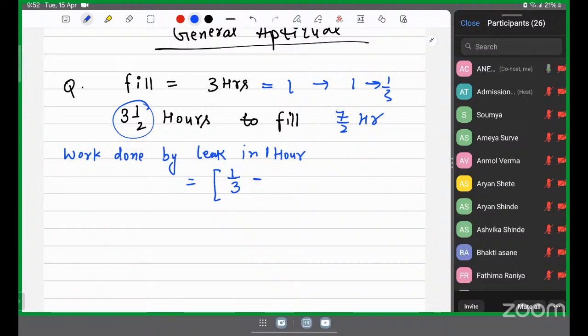The part of the tank that is filled is 1/3. And in this case, yes, 2 by 7, right? 1 by 7 is for 1, and for 1 hour it will be 1 by 7 by 2, that is 2 by 7. So 1/3 minus 2 by 7 will be equal to the work done by leakage.